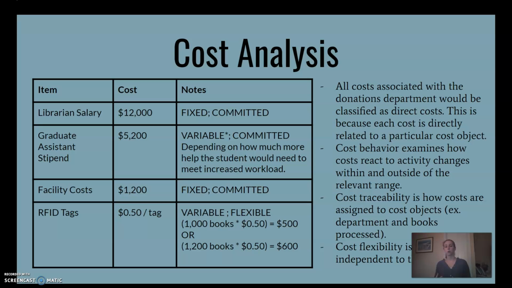So all the costs associated with the donations department are classified as direct costs. This is because each cost is directly related to a particular cost object. Cost behavior examines how costs react to activity changes within and outside the relevant range. Cost traceability is how costs are assigned to cost objects, for example, the department and the books being processed. And finally, cost flexibility is costs that are independent to the department.